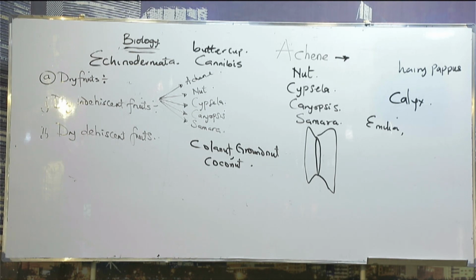Example, coconut. Groundnut, cola nut. End of teacher's capacity, etc. We'll move to the next level. That is caryopsis, right?